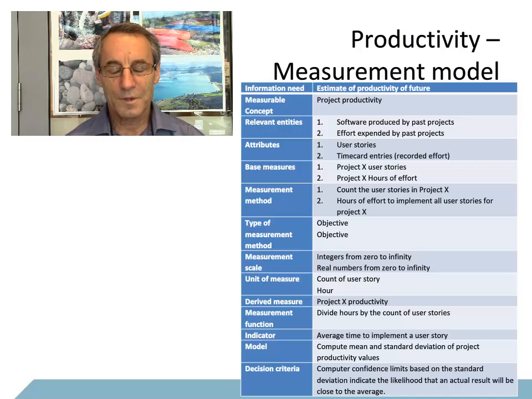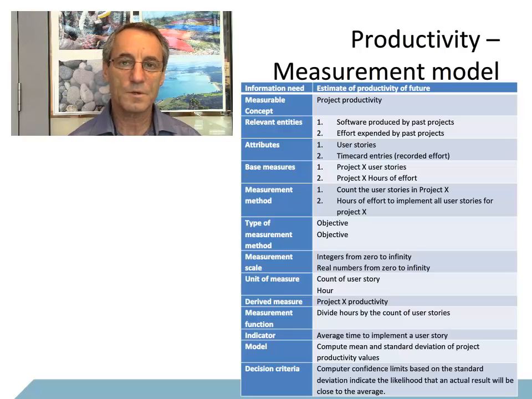I know that in this particular case we're not dealing with a standard deviation as well, which could be interesting. For the model, the method of doing things, we compute the mean and standard deviation of project productivity values, and the decision criteria is we compute confidence limits based on the standard deviation, which will indicate the likelihood that an actual result will be close to average.